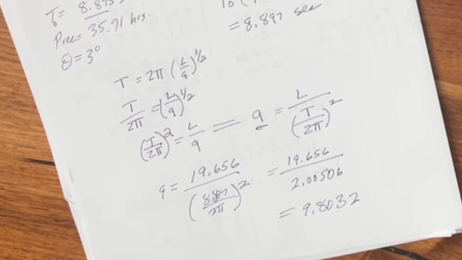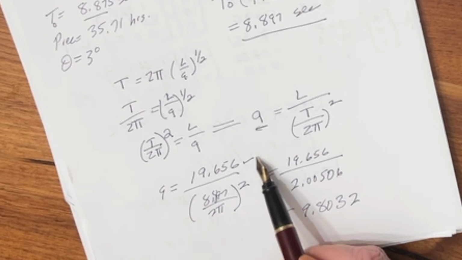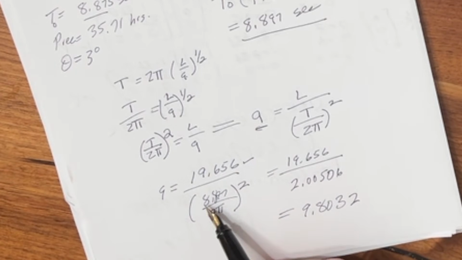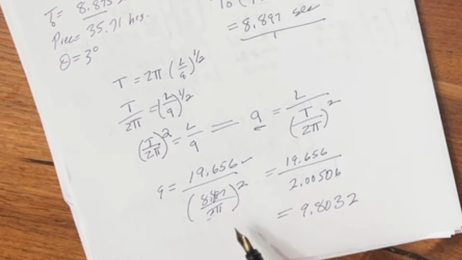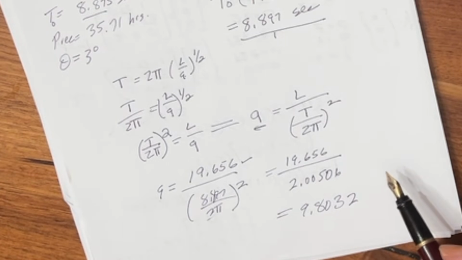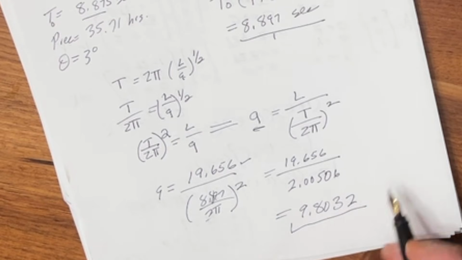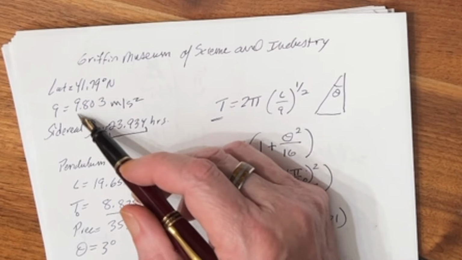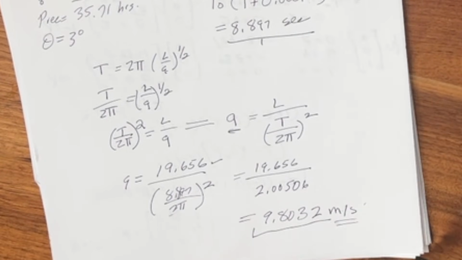Now we do something in math called plug and chug. All we have to do is put these numbers in. So G will be the length of the pendulum, which we know to be 19.656 meters. We know the period of the pendulum, which is 8.897, which is the corrected period right here, over 2 pi, and then we're going to square that. And we're just going to divide it out. What do we get? We get 9.8032 meters per second squared. So what is the reported gravity in Chicago? Well, it's 9.803. And as you can see, that's what we ended up getting down here.